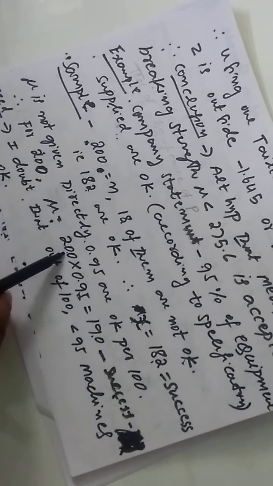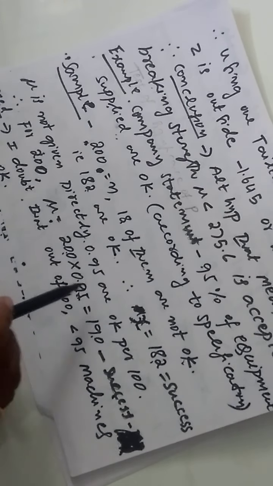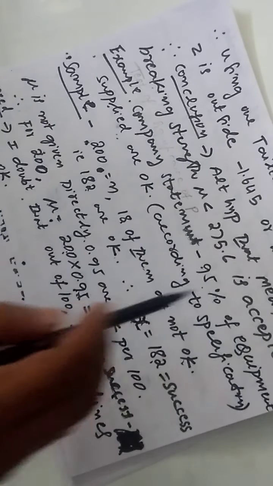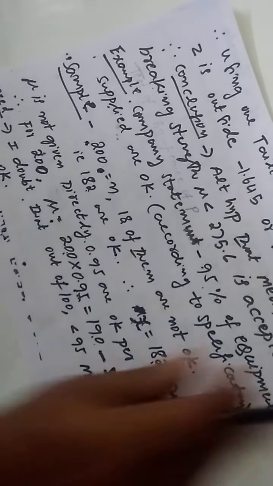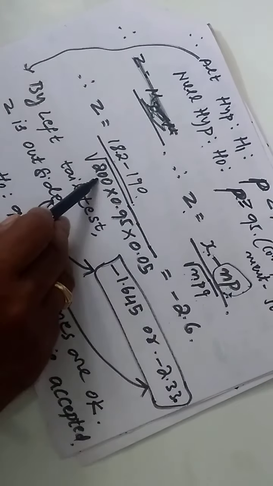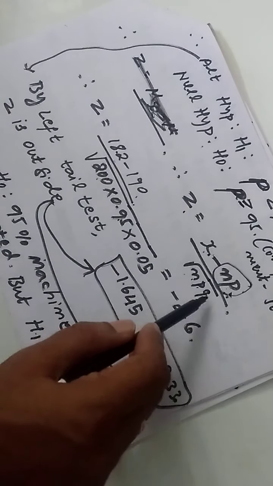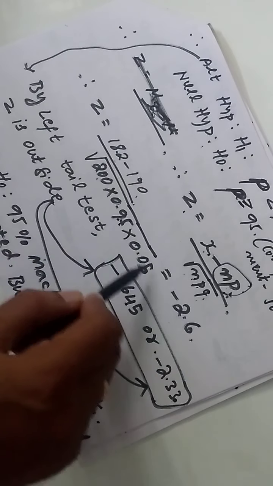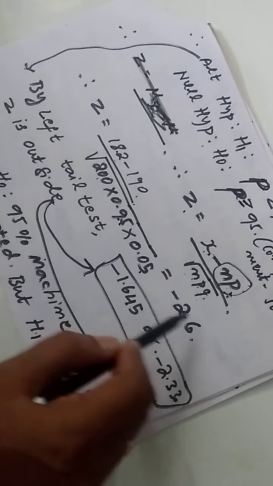What does np mean? You are estimating. How are you estimating? Mu is equal to np. Observe, mu is equal to np. What is n? 200. P means success. What is the success? He has told 95% are okay. So therefore 200 into 0.95, that is 190. So np is 190, n is 200, p is 0.95, and q is 100% minus 95%, that is 5%, 0.05. If you take these values, you are getting z equal to minus 2.6.